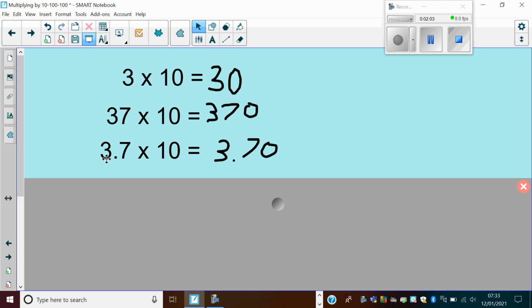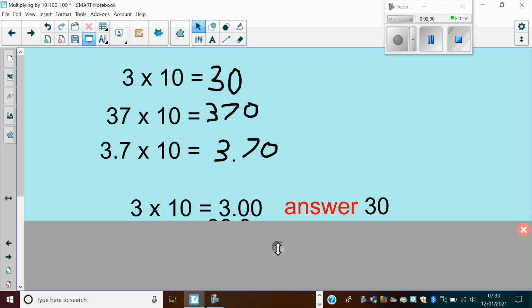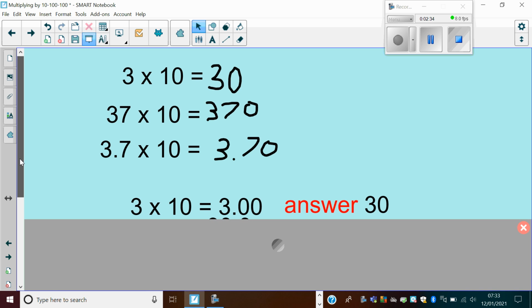Now then, if 3 times 10 is 30, then 3.7 times 10 must still be 30 something. So it can't simply be 3.70 because 3.70 is exactly the same as 3.7. 3.70 could also be the same as 3.7000000 forever. What we've actually done when we multiply by 10 is we've moved the entire number one column to the left.